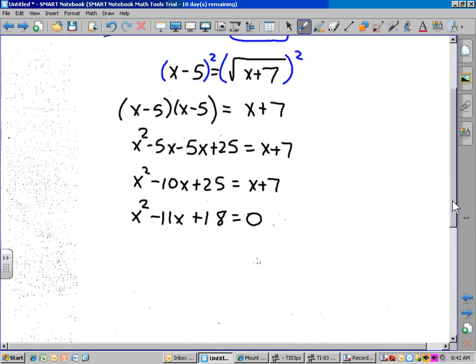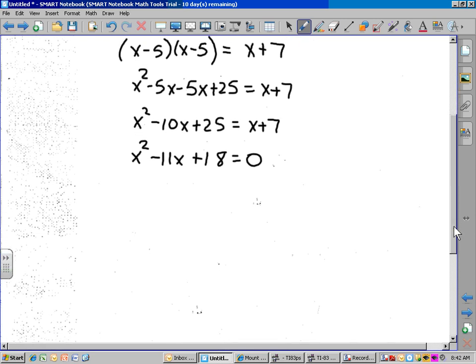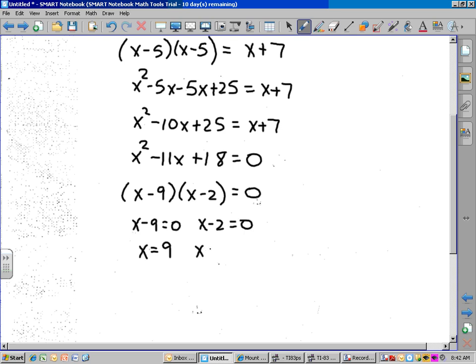Okay, so we have a quadratic. You have some choices here. You could factor it, complete the square, or quadratic formula. Looking at this, it looks like it does factor. So x minus 9 and x minus 2. So set each factor equal to 0. Solve for x. X equals 9. And x equals 2.